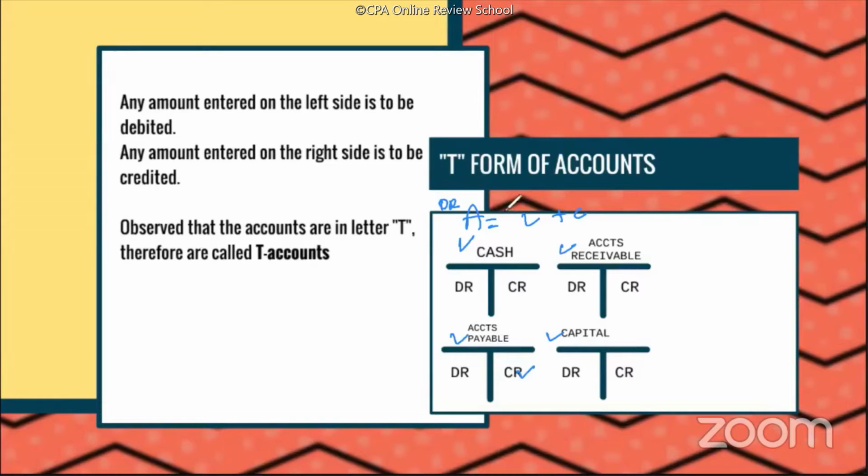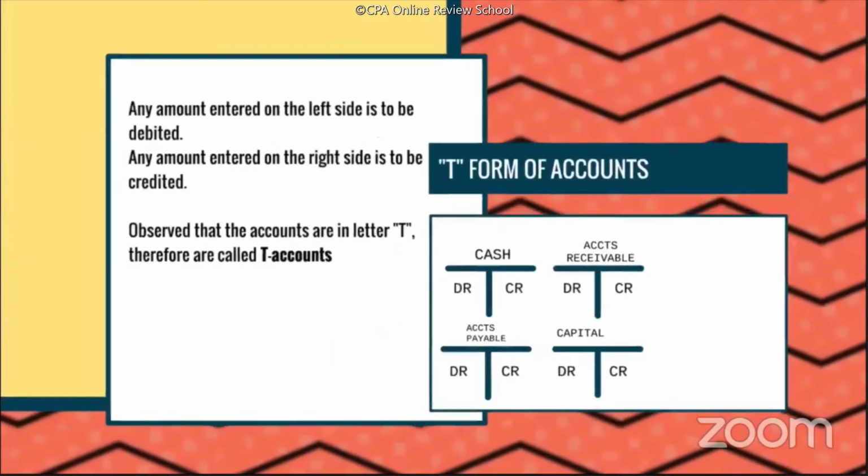It's that simple, guys. Just stick to the rule, so you won't be confused when analyzing the accounts. Let's move forward: how else do we analyze the T forms of account?